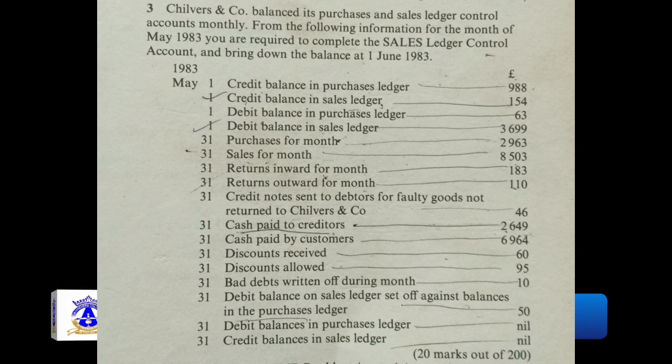That one again is a small balance, an abnormal one. You can also be given it in the question, and in this question it is not there. Then credit balances in the sales ledger, again that one is also not given. It is an abnormal balance, and therefore we are required to draw the purchases ledger. We are also supposed to draw the sales ledger.